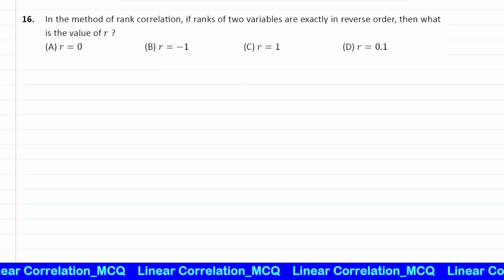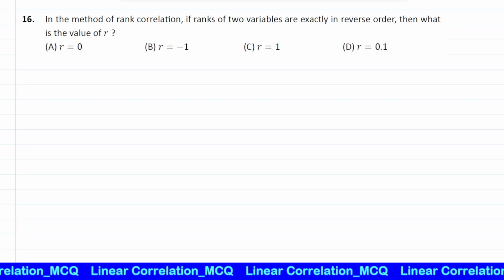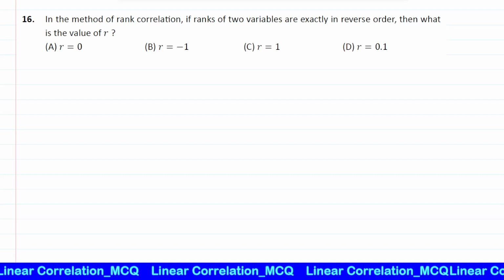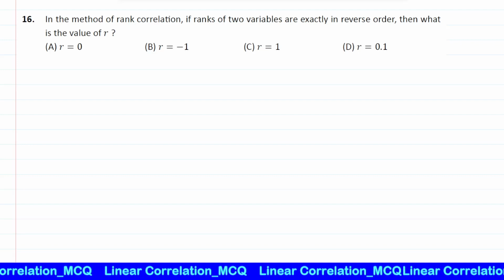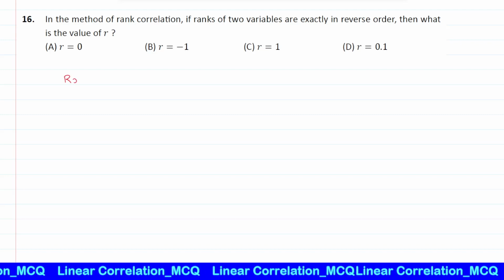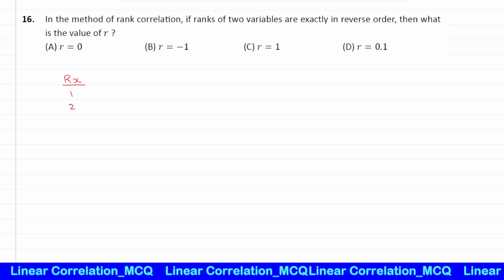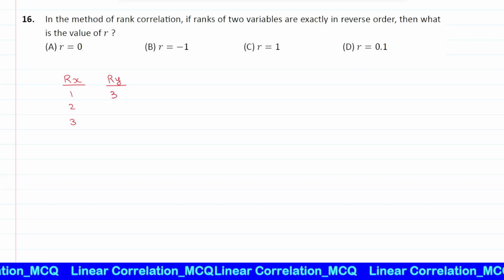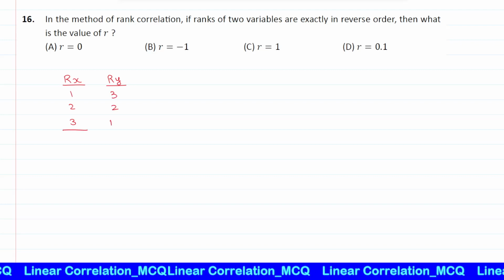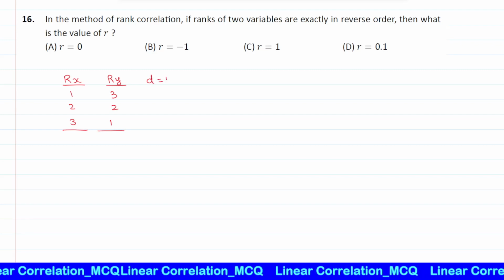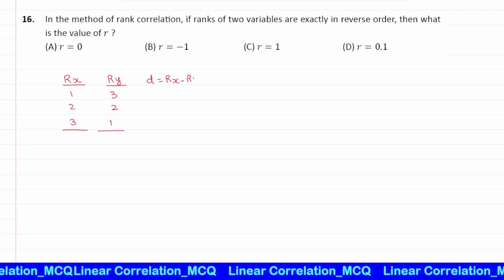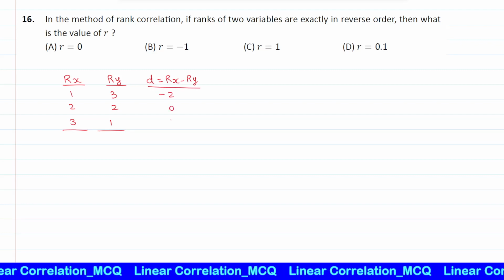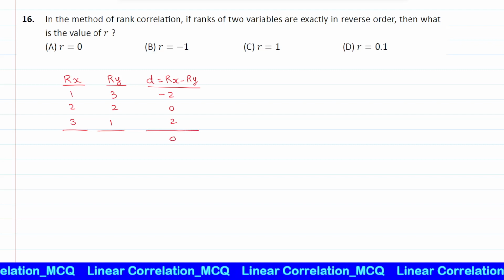Question number 16. In the method of rank correlation, if the ranks of two variables are exactly in reverse order, then what is the value of R? See, try to understand: if Rx equals 1, 2, 3, and Ry is totally the reverse of Rx, we can write 3, 2, 1. What is the difference between Rx and Ry? d equals Rx minus Ry, which is 1 minus 3 equals minus 2, 2 minus 2 equals 0, 3 minus 1 equals 2, and sigma d equals 0.